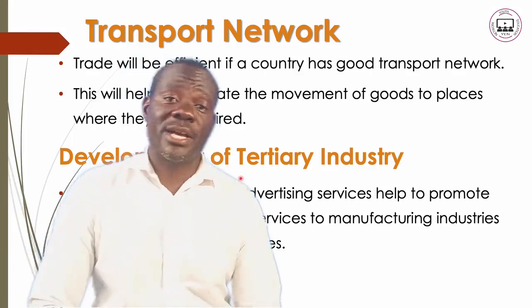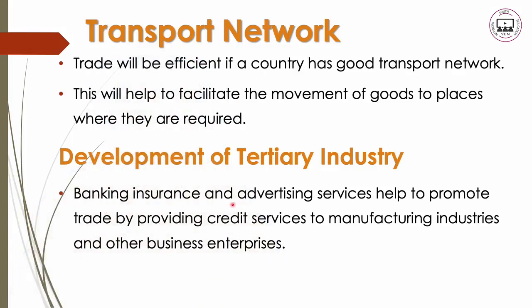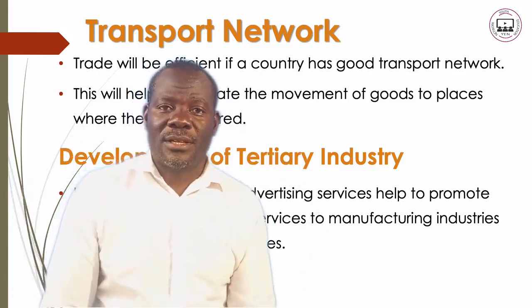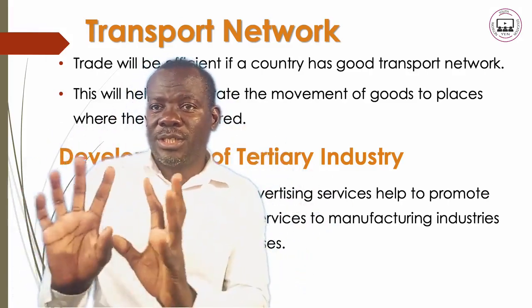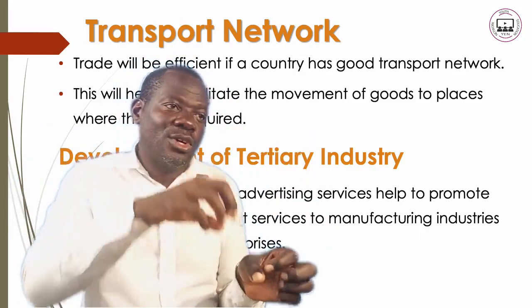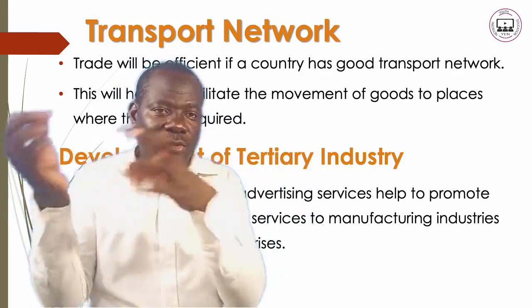So how are we explaining it? Let me come again on this. Banking, insurance, and advertising services help to promote trade by providing credit services to manufacturing industries and other business enterprises. The banks are the tertiary industries. The banks provide loans to companies or business owners so that those businesses are able to get the materials and process them, or buy and sell to other people.